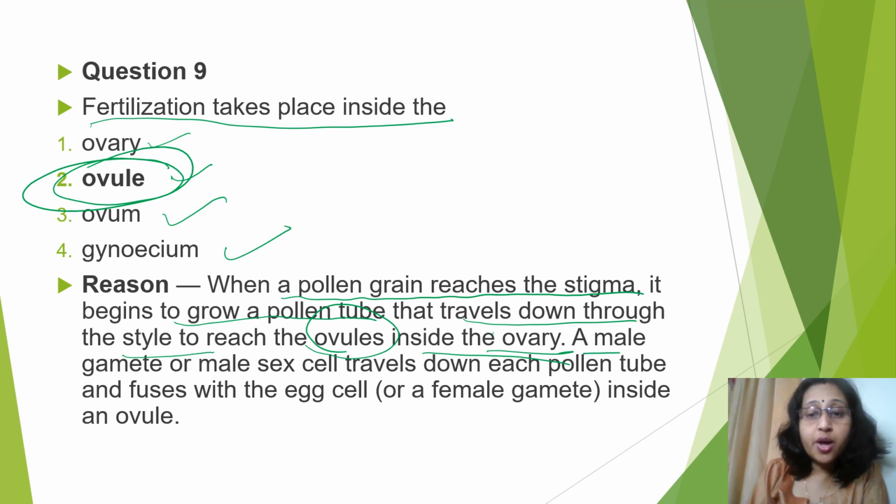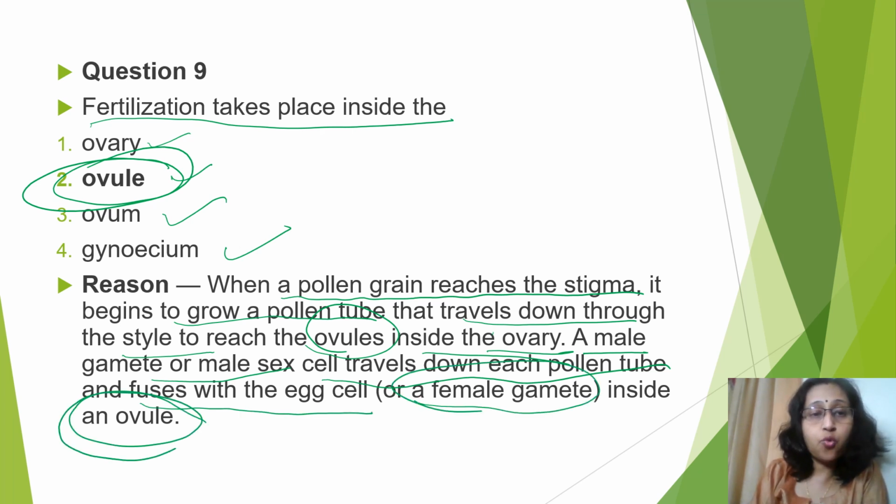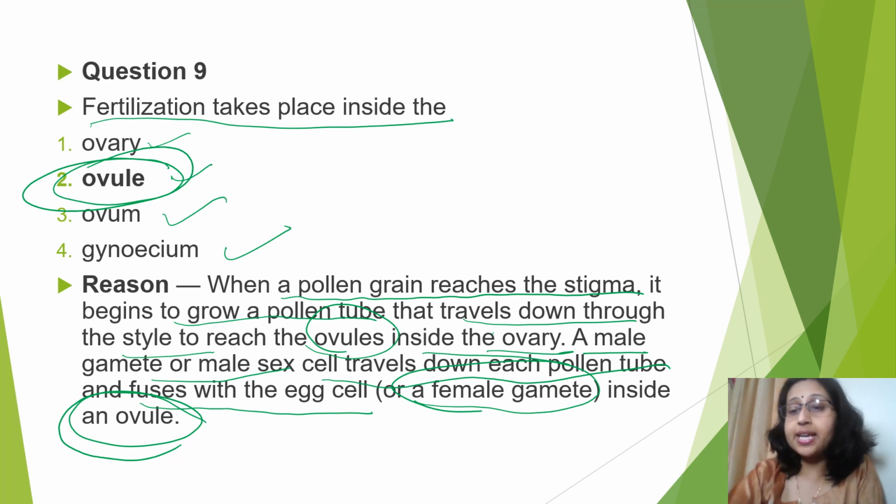Okay. So a male gamete or a male sex cell travels down each pollen tube and fuses with the egg or the female gamete inside the ovule. Here the fertilization process is taking place where the male sex cell is combining or fusing with the female egg cell or female gamete inside an ovule. Okay, is it clear? Now let us move on to the last question of today's episode.